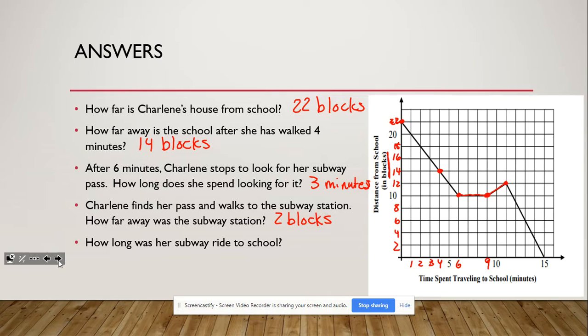How long was her subway ride to school? We are at the 11th minute when she gets on the subway, and it is clear that she's moving quicker at this moment. So, we go from here to get to school. It's the 11th minute to the 15th minute. Her subway ride was 4 minutes.